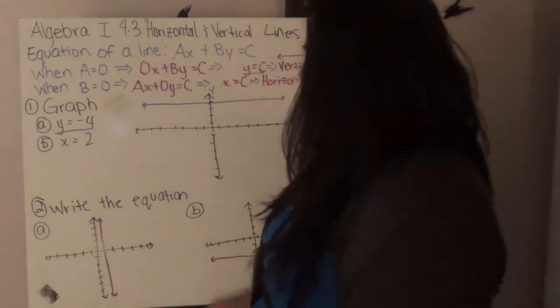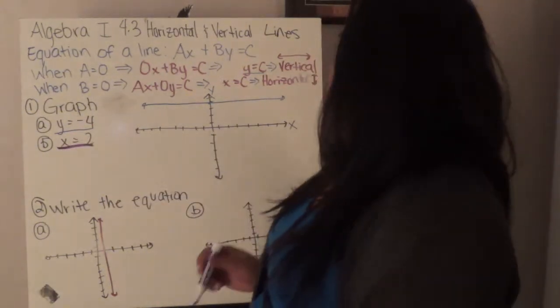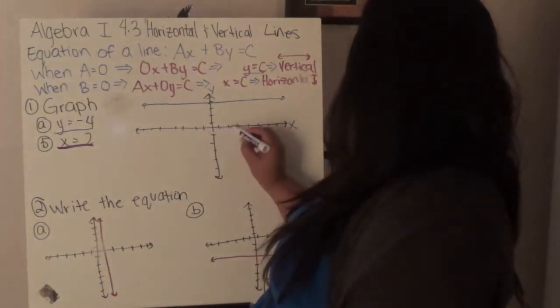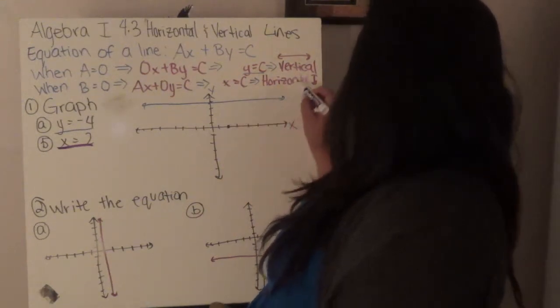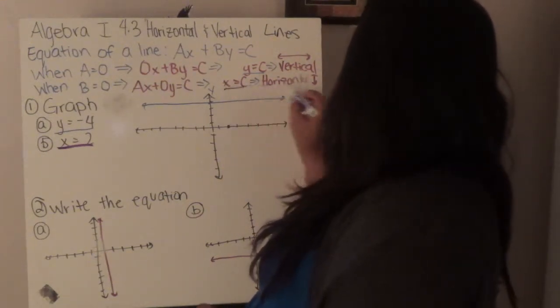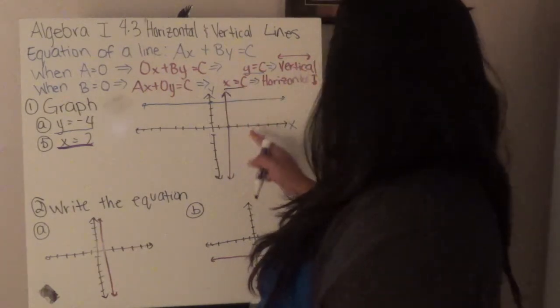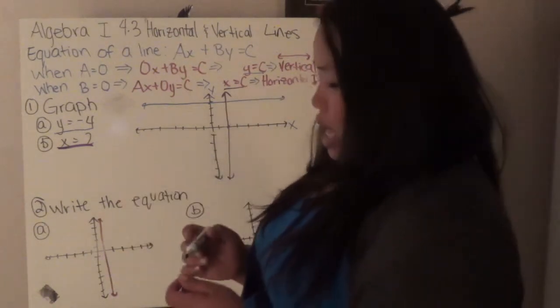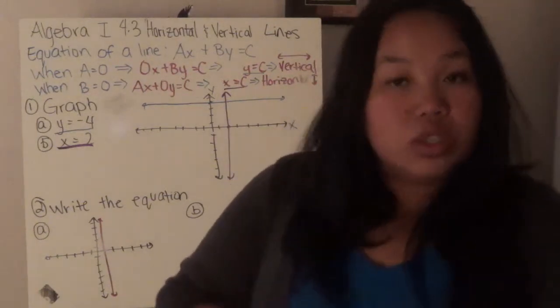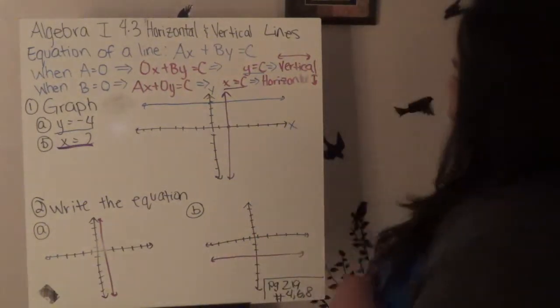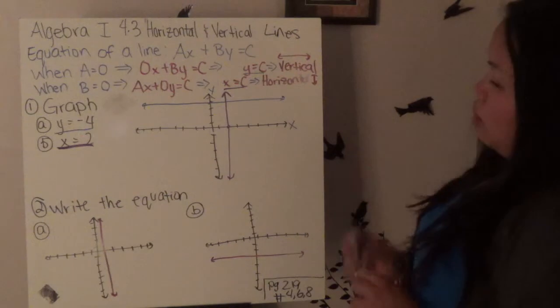The other one is x equals 2. So on the x-axis I'm going to find +2, which is right here, and I'm going to draw a line up and down. What this is telling me is that no matter what y is, x will always be 2. So that's an example you can have.